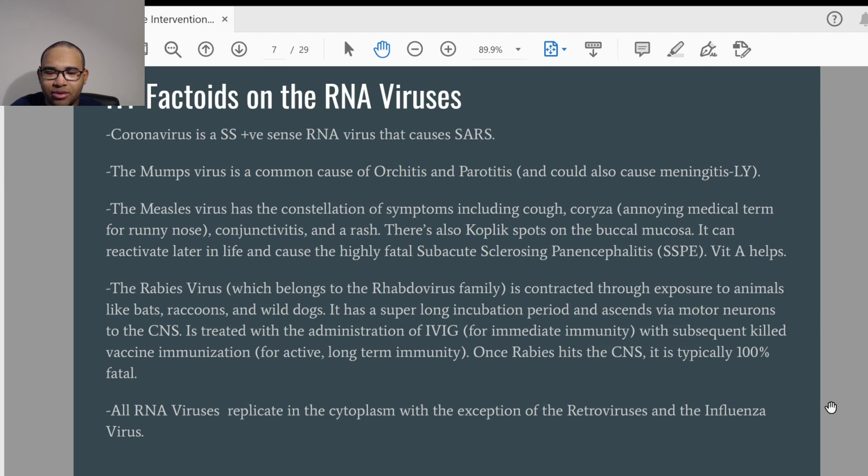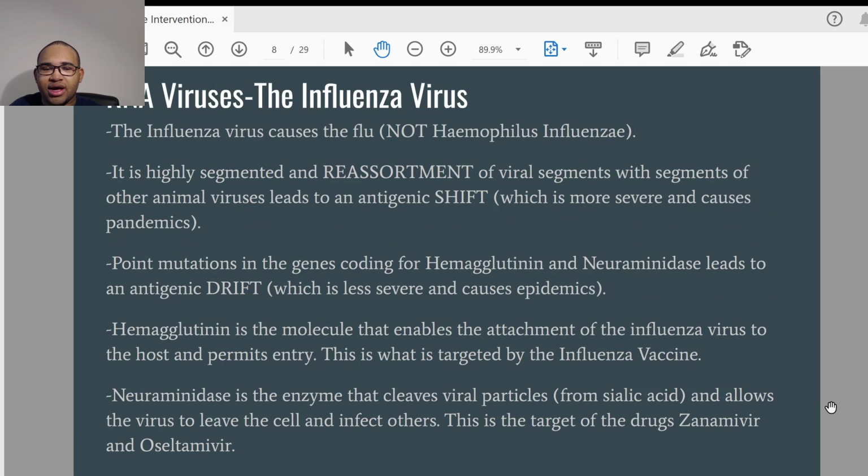And all the RNA viruses, again, they replicate in the cytoplasm with the exception of the retroviruses, and also the influenza virus. And then don't forget, the influenza virus is what causes the flu, not H flu. H flu does not cause the flu. I know it's kind of obvious, but in the heat of an exam, people can make spurious mistakes.